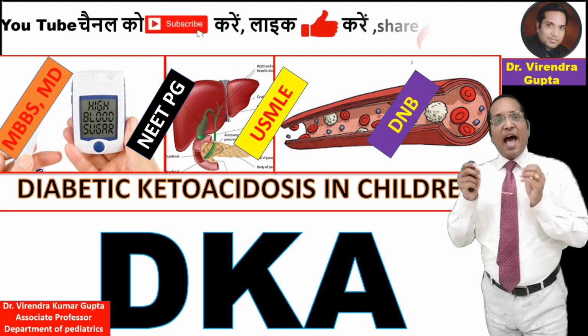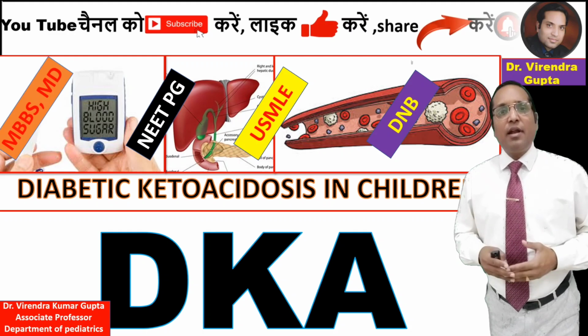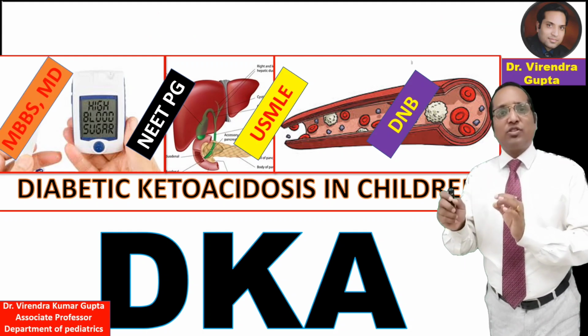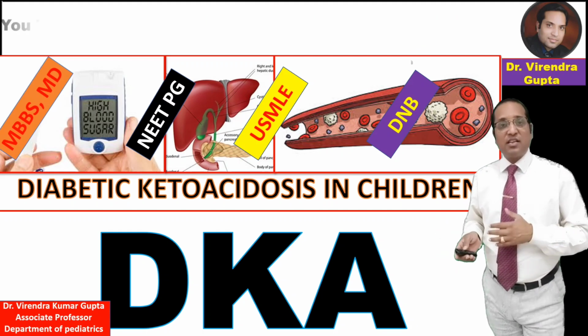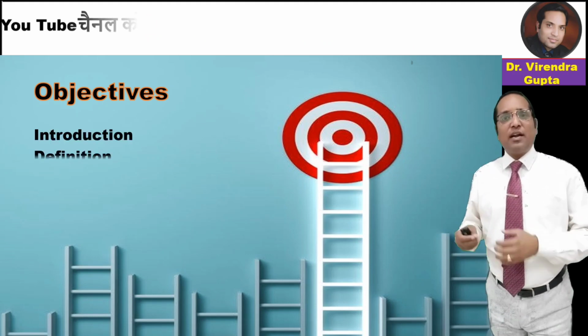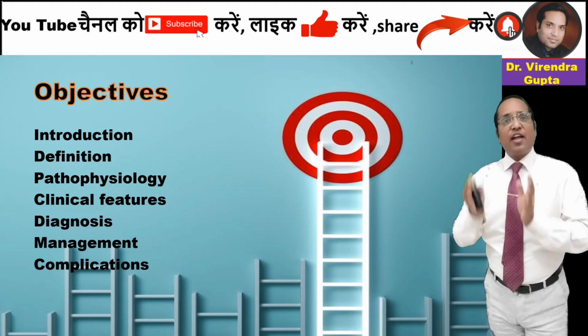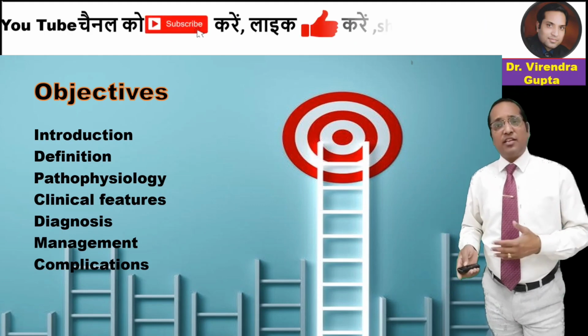So guys, in the last class we discussed diabetes mellitus in children, and in continuation of this there is diabetic ketoacidosis in children, as DKA is a complication of diabetes mellitus. It is very important, and today we will discuss the introduction, definition, pathophysiology, clinical features, diagnosis, complications and management of diabetic ketoacidosis.